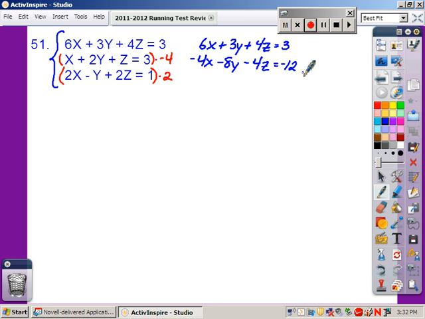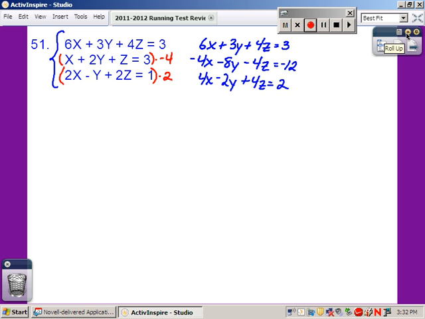And the bottom equation will be 4x, negative 2y, 4z, and 2. Now we're ready to combine them together, so let's do that. Looks to me like these two would cancel. I'm going to put the top two together. That's going to give me 2x. The y's are going to give me negative 5y, and the numbers are going to give me negative 9.